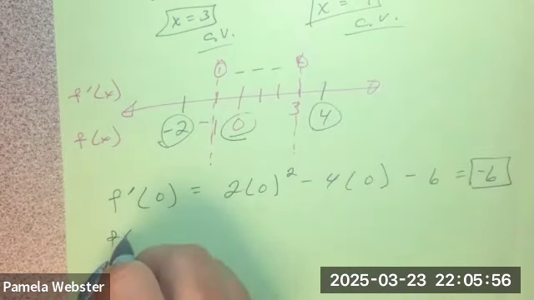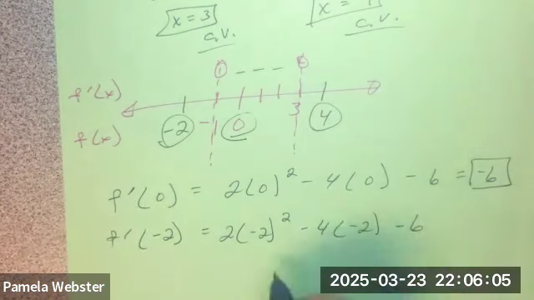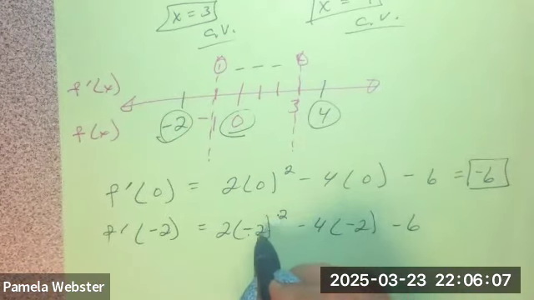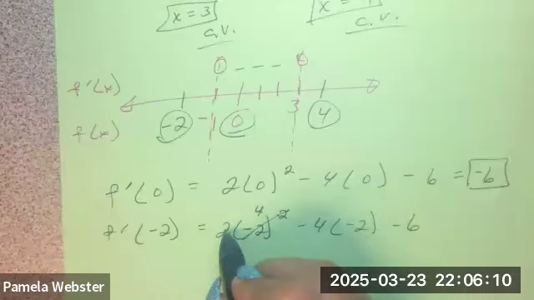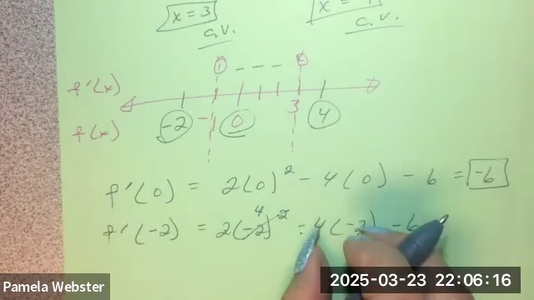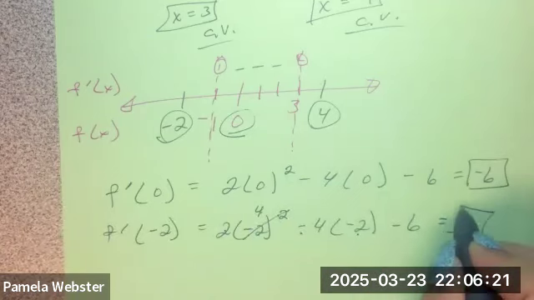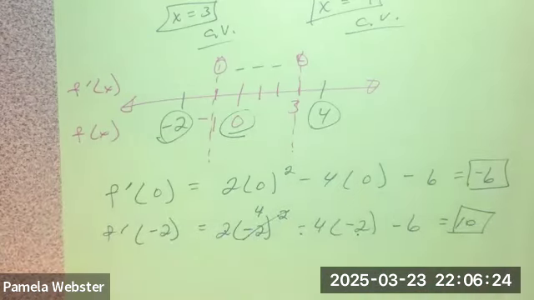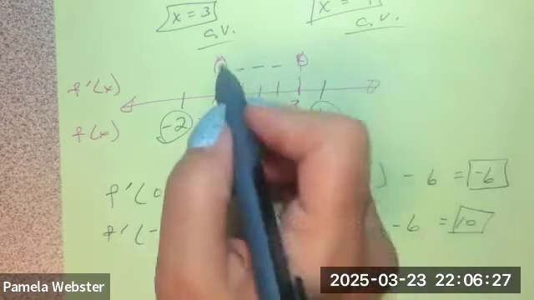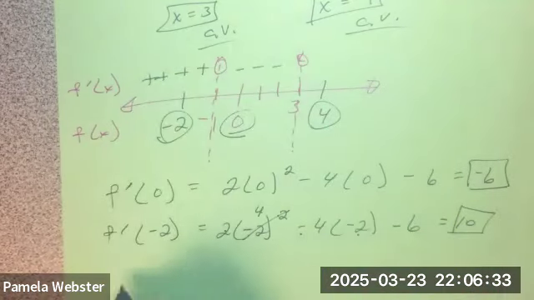Okay, plug in the negative 2. Negative 2 squared is a positive 4. 4 times 2 is 8. Negative 4 times negative 2 is a positive 8. 8 plus 8 is 16. Minus 6, that's a 10. Punch it in your calculator, whatever you need to do. I don't really care that it's a 10. I care that it was positive there. And then one more, we're going to plug in 4 for my test point.